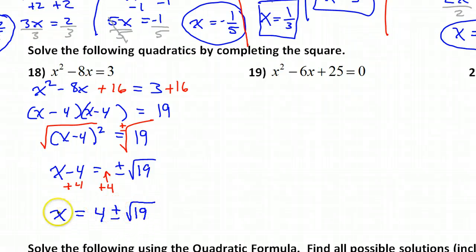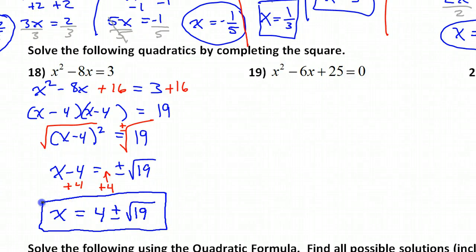Now because this is a radical, that's as far as I can go. If this were a perfect square like 16, I would take the square root of 16 and get 4, and I would keep going. I would add and subtract 4.